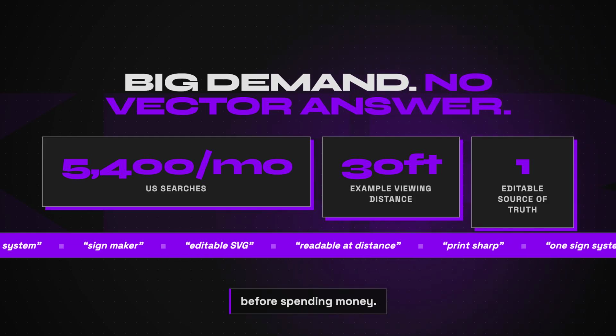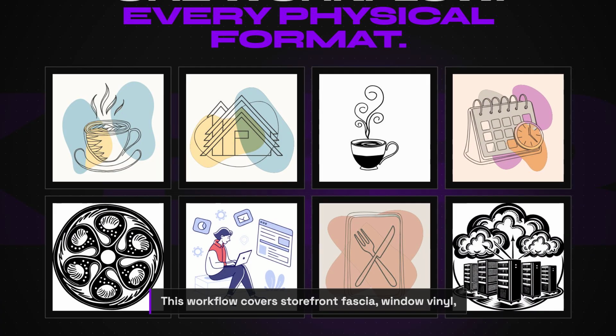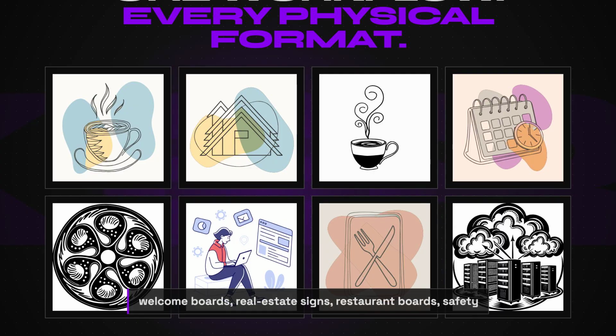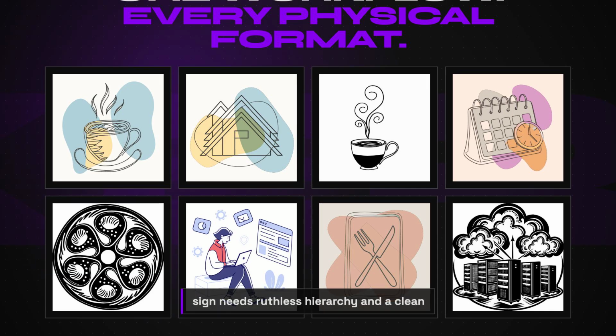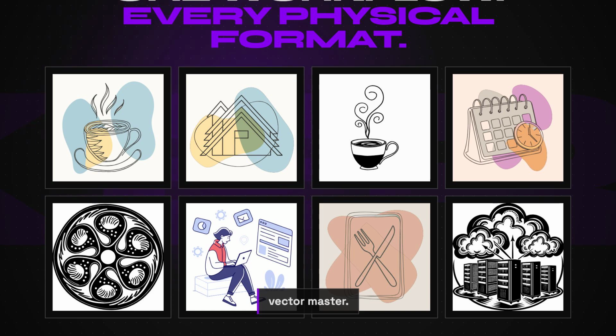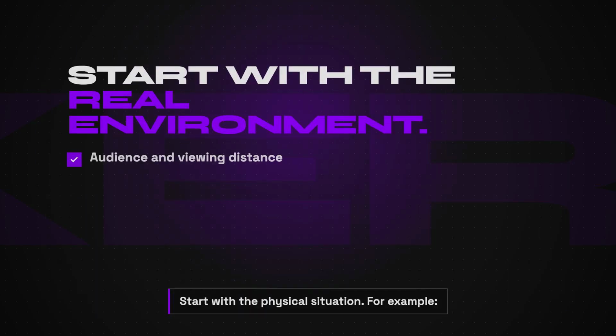This workflow covers storefront fascia, window vinyl, trade show graphics, market stalls, directional signs, event welcome boards, real estate signs, restaurant boards, safety, notices, office wayfinding, vehicle lettering, and temporary banners. The format changes, but every effective sign needs a ruthless hierarchy and a clean vector master. Start with the physical situation.